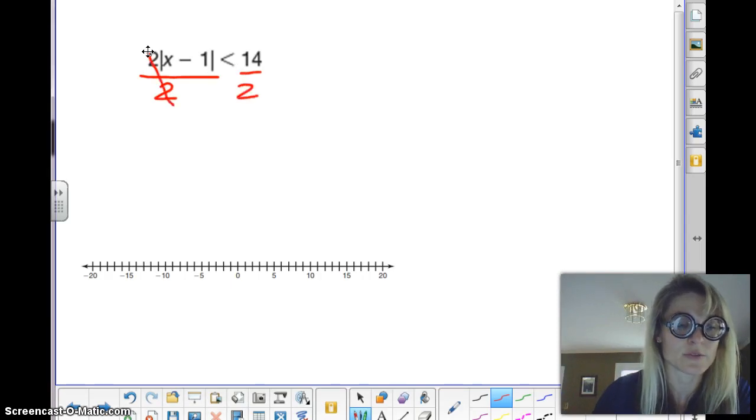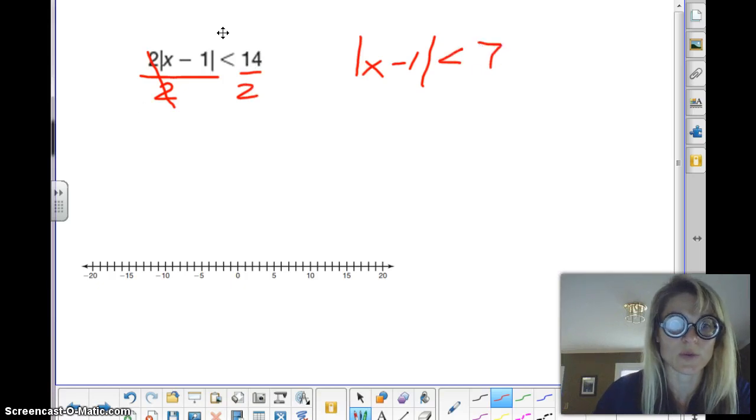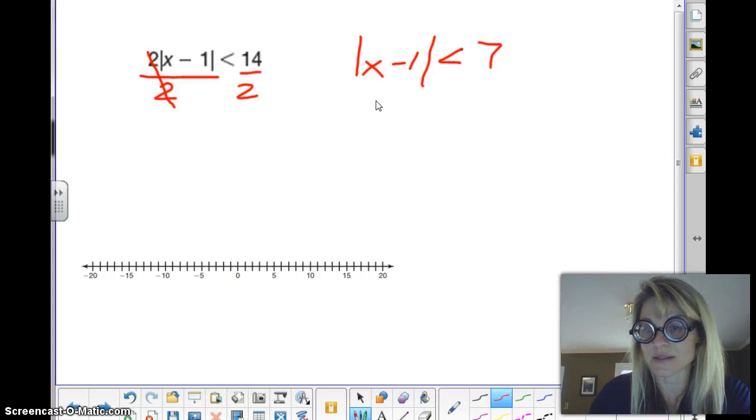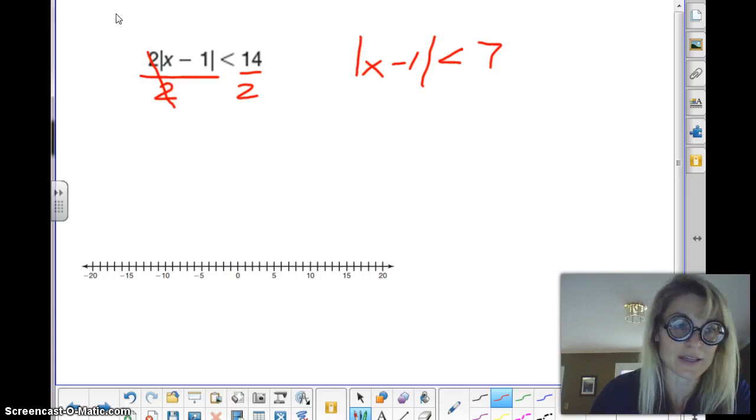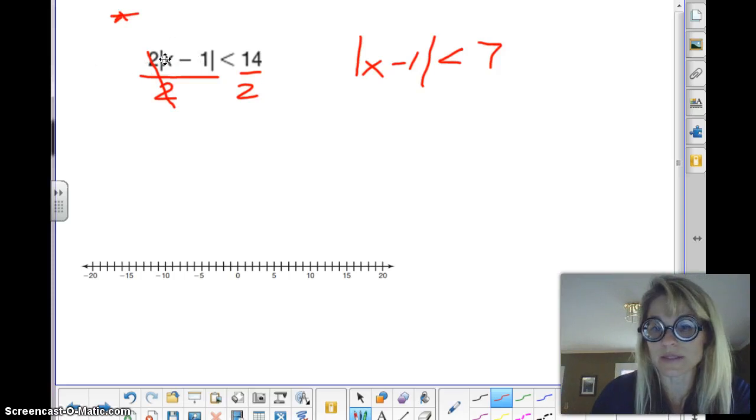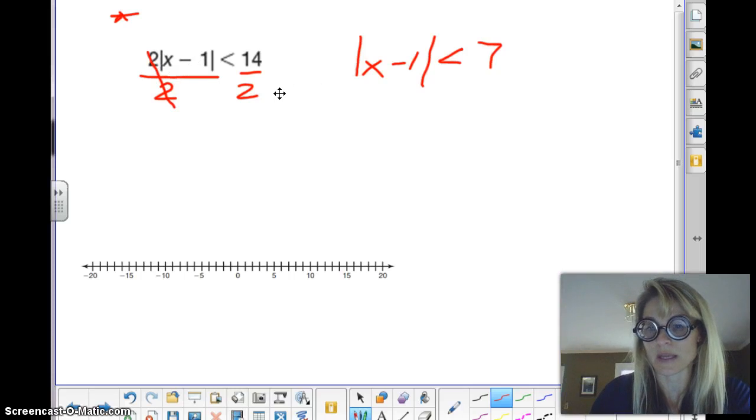So 2 over 2 is 1, which just leaves me the absolute value of x minus 1. And then 14 over 2 is 7. So I'm going to simplify this equation before I deal with this absolute value. And I want the absolute value alone. I don't want other stuff going on. So we need to do any other math outside of this. Key here, make yourself a little note: any other math outside of this, get it down to the absolute value before you start finding x.